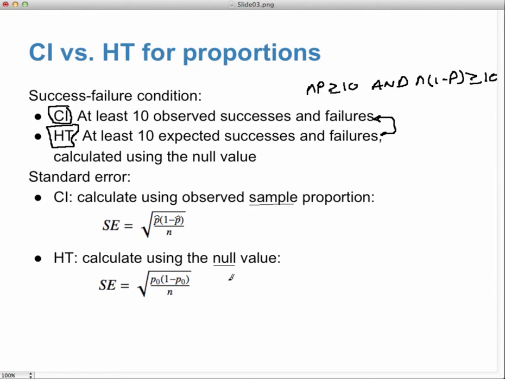On the other hand, as we did when we were working with hypothesis tests for means, if we're working with a hypothesis test, there will be a null value. There'll be a value given by the null hypothesis, and we'll use that value in our calculation of the standard error. So that's a little bit tricky. You've got to keep that in mind. It more or less is self-correcting. It'll make sense as you're doing it, that the standard error in a hypothesis test always uses the null value.